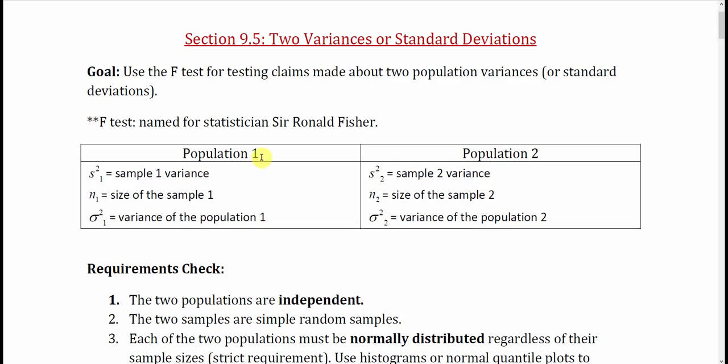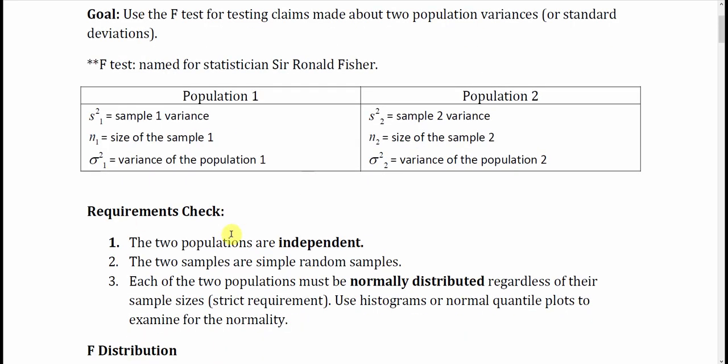So consider again we have population 1 and population 2. S1 squared represents the sample 1 variance, and S2 squared represents the sample 2 variance. N1 is the sample size for sample 1 and N2 is the sample size for sample 2. Sigma 1 squared is the population 1 variance, and sigma 2 squared is the population 2 variance. Before we can use the F-test, make sure we check all the requirements.